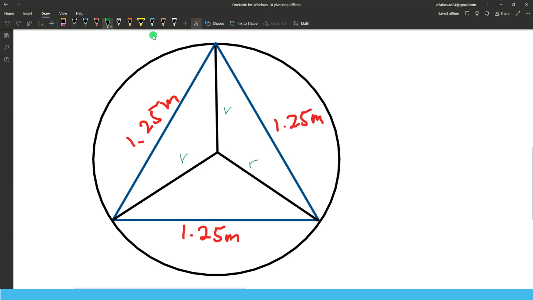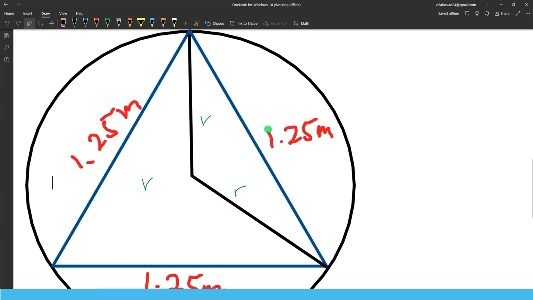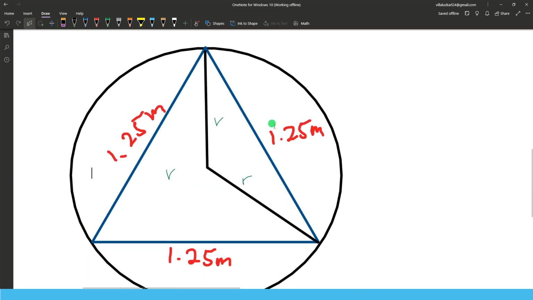So how to compute r? We focus on a triangle form, okay, a smaller triangle form. Say this one, this triangle here with two sides which are r and 1.25. So how to compute that?